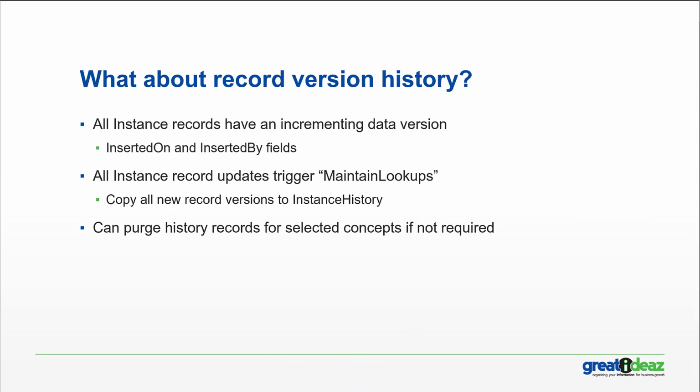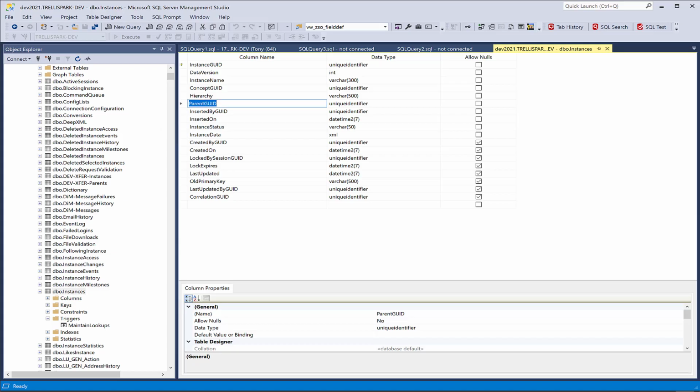So we touched a little while ago on the idea of version history. When we're looking at an instance record, as well as having an instance GUID, every instance record also has a data version. Let's go and have a look at that again. Here is our instance record. It has an instance GUID, and that in the instances table is the primary key of the instances table. Every record gets its own instance GUID.